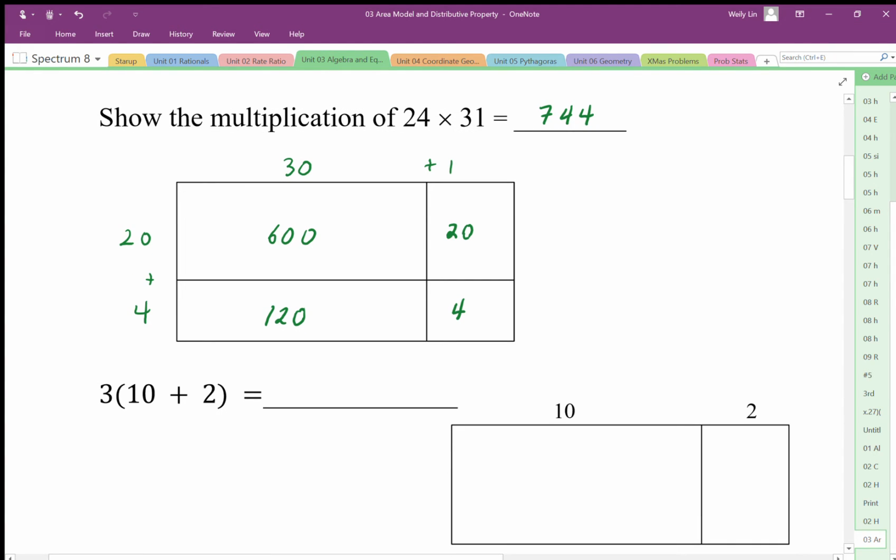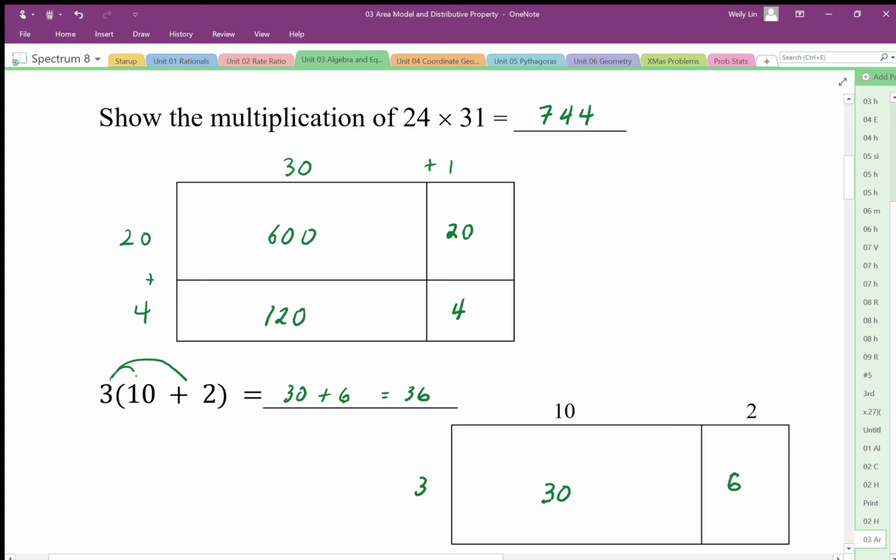Here, if I have 3 times 12, I can distribute like this. I can do 3 times 10 is 30. 3 times 2 is 6. And I get 30 plus 6, which is 36. Now, I don't really need to do this because I know my times by 12 facts, and I know that 3 times 12 really is 36. But this is something I can do.